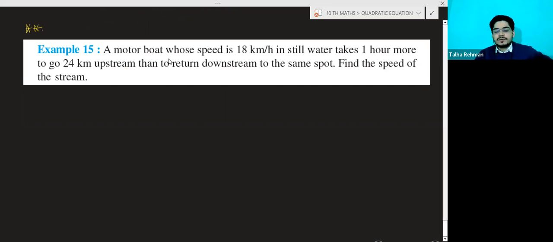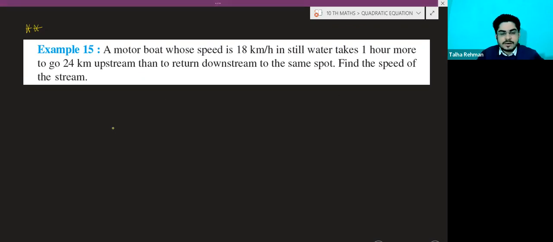A motorboat, there is a motorboat whose speed is 18 kilometer per hour in still water, takes 1 hour more to go 24 kilometer upstream than to return downstream to the same spot. Find the speed of the stream.